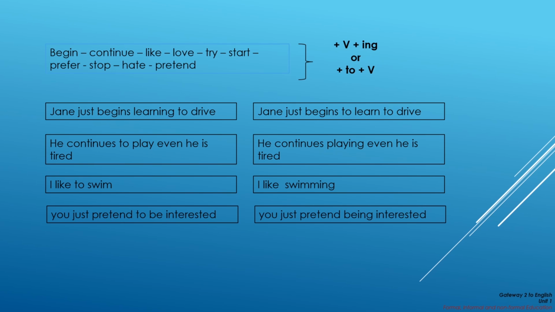The third category of the verbs that we are studying in this presentation are the verbs that are flexible, which means that you can use them with the full infinitive and with the gerund. It depends on you. The list we have here in this slide, I can mention a few. Begin, continue, like, love, try, start. Let's have a look at some of these examples.